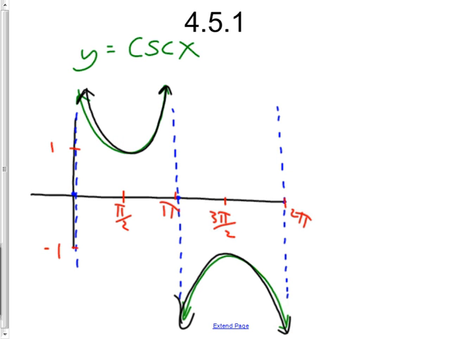How about domain and range? How about domain? Domain goes this way, right? Does everything work forever in both directions? No.